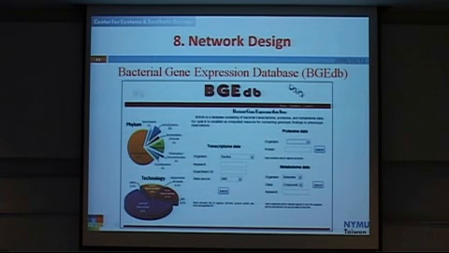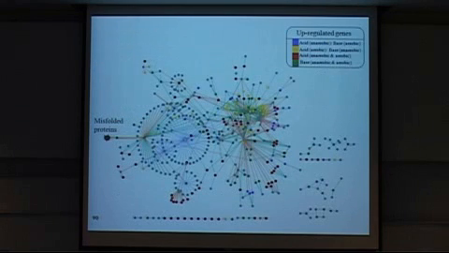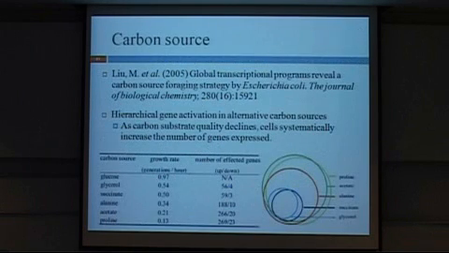So this is the current database. This example shows you a paper published in 2006 in BMC Microbiology about core pH dependent genes. You can see what genes are regulated under what conditions, aerobic and anaerobic. You can see genes regulated in the presence of different carbon sources.